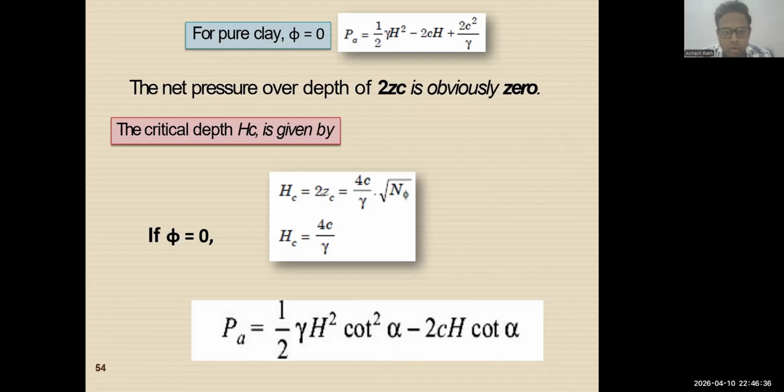So the net pressure over the depth of 2zc is 0. So the formula will be Pa equals 1 by 2 gamma H square cot square alpha minus 2cH cot of alpha, where alpha is the angle of intersection. After that, H is the height and gamma is the unit weight. So Pa is nothing but the formula which will be required for the active case condition.